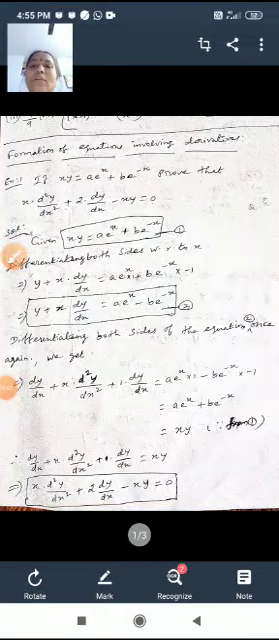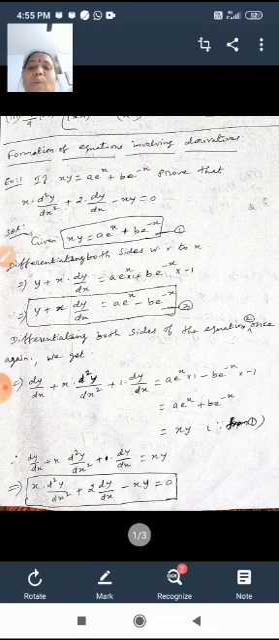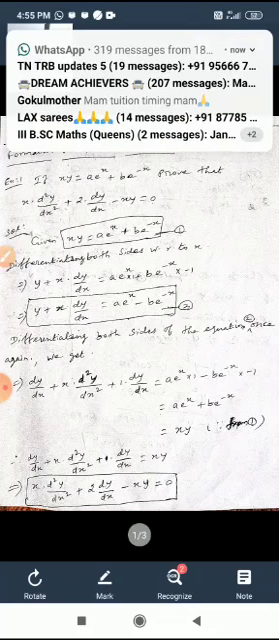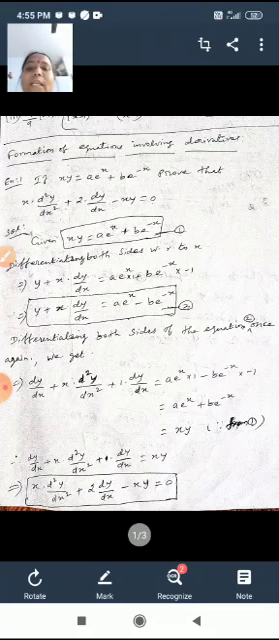Good morning, students. Today we are going to see formation of equations involving derivatives. If I have to take one example problem. Example 1: if xy = a e^x + b e^(-x), prove that x d²y/dx² + 2 dy/dx - xy = 0.